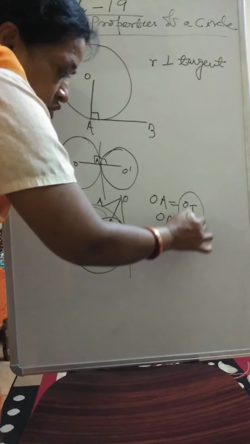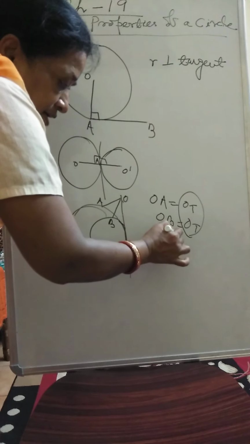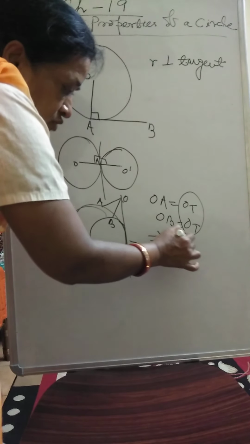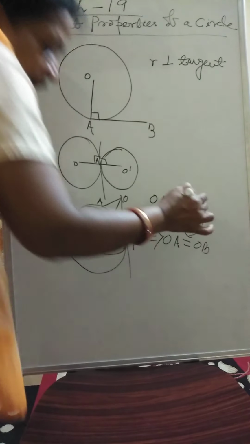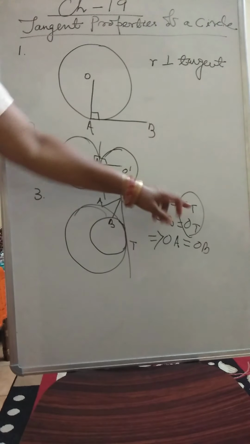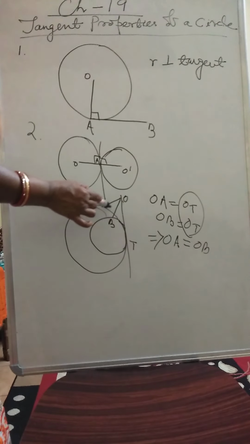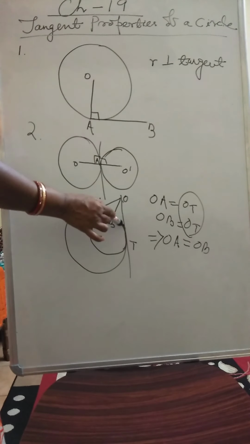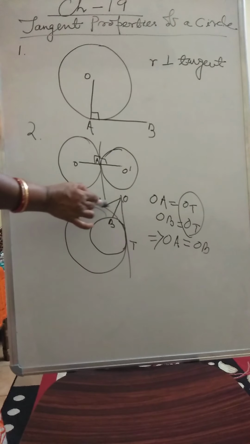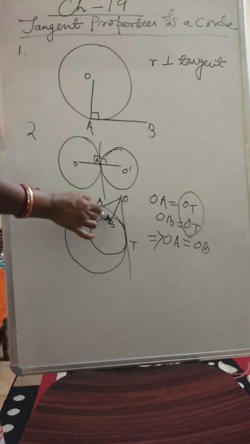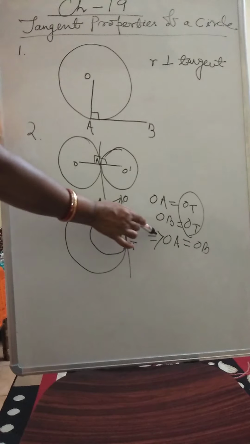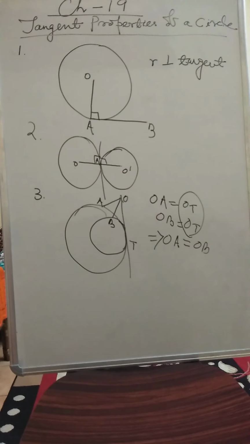Now OT is common, hence OA equal to OB. Why I am writing this one? Because tangent drawn from an external point on the circle will be equal. Therefore, I am writing OA is equal to OT, OB is equal to OT. Hence, from that relation we are getting OA equal to OB. How the tangents are equal, that one I will do the proof.